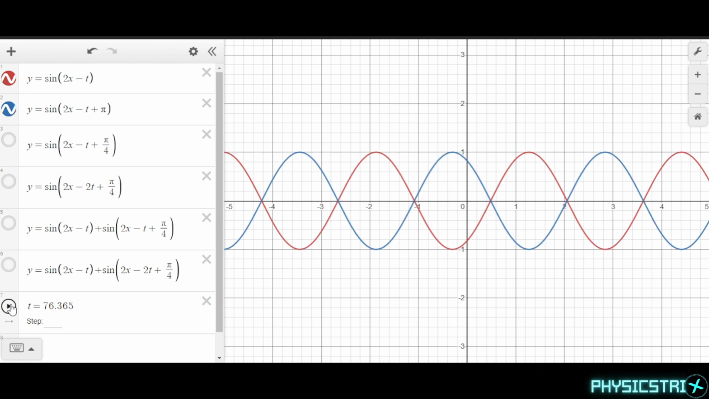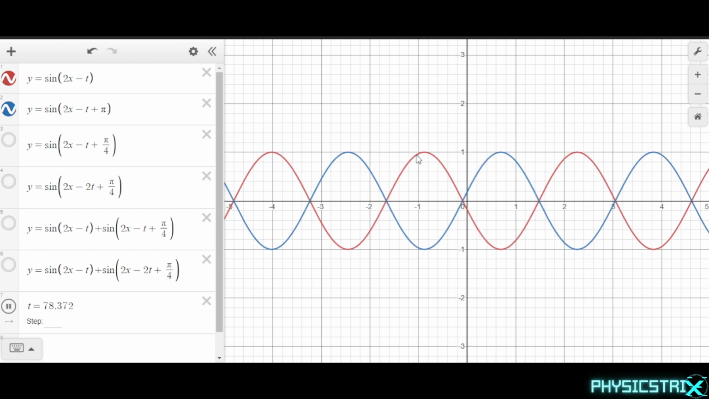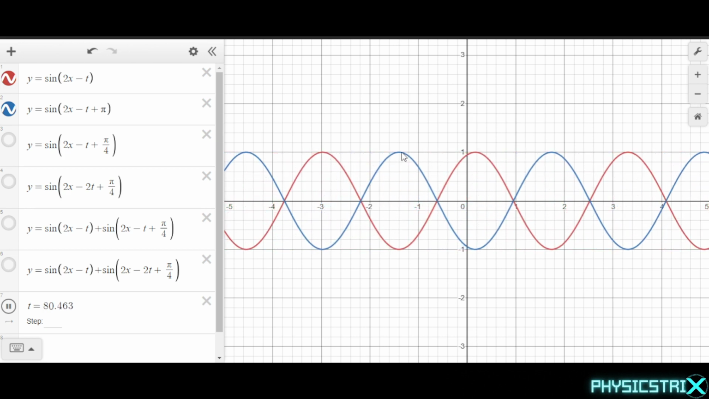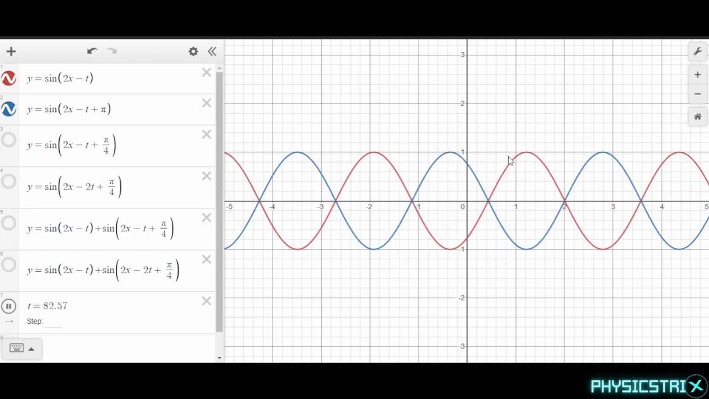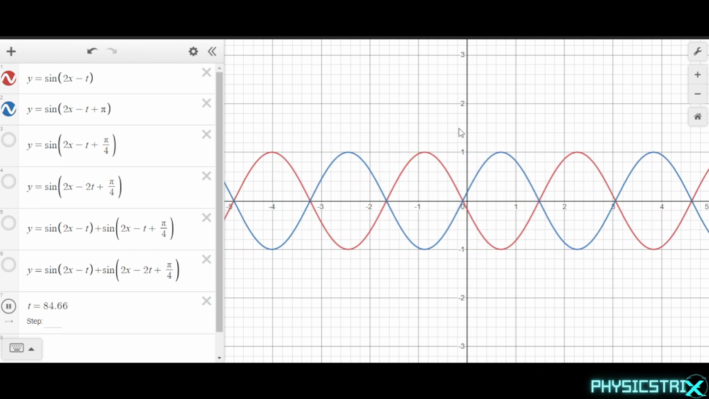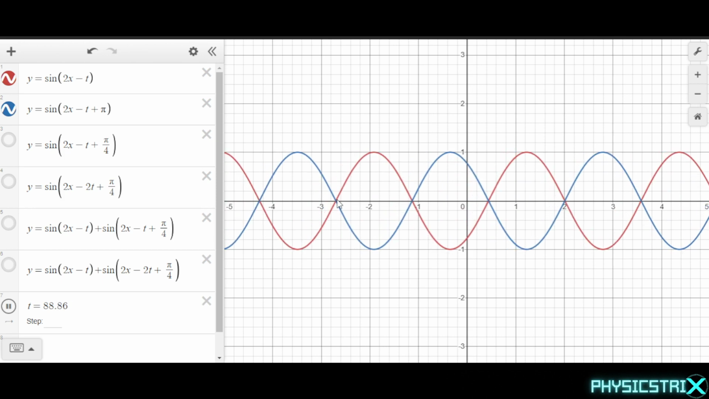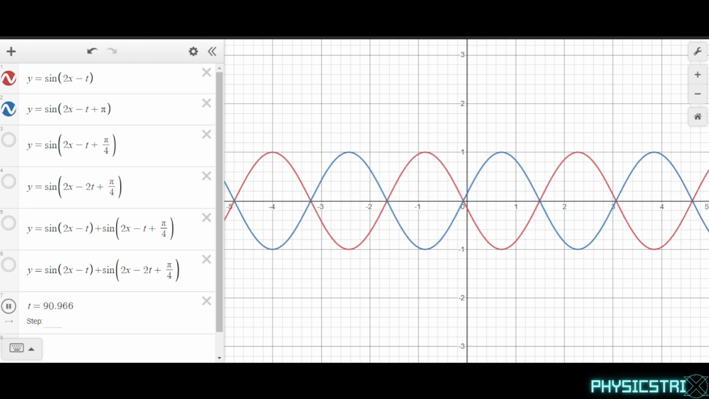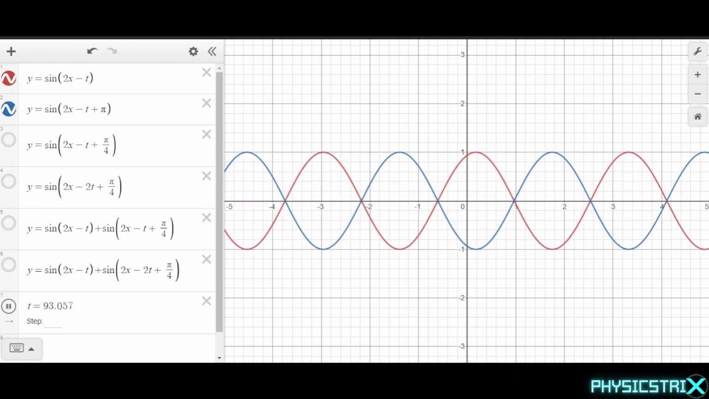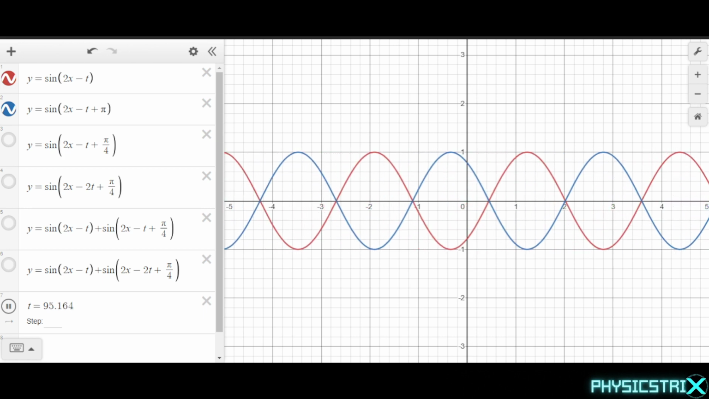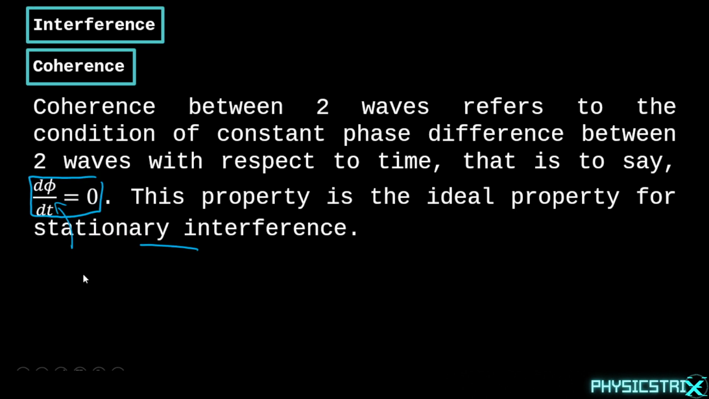Whereas these two waves are always pi radians in phase difference. Then we say that this is coherent. These two waves are coherent to each other. Moving on. So now you know what coherence means.